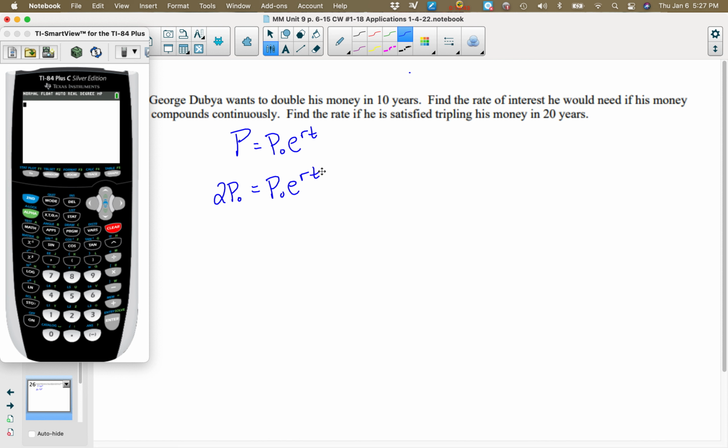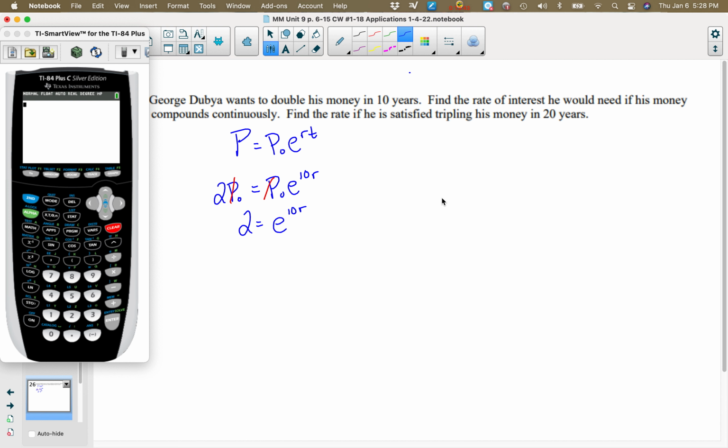So I can think of it like this. Actually, I could fill in some values. So we have 10 years, but we don't know the rate. That's what we're trying to solve for. So notice that I have a P naught on both sides. I can divide both sides by P naught, and they're going to cancel out. So I end up with 2 equals e to the 10r, and I am trying to solve for r.